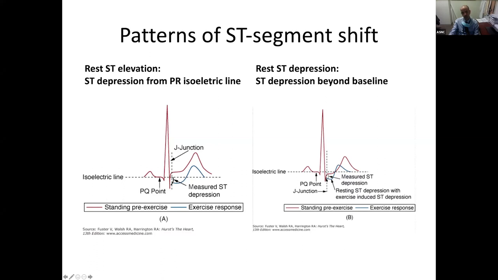And sometimes you can have ST depressions at rest. You can see that here again in the red line on the right-hand side of the screen. Again, you can see an exaggeration of that ST depression, but we would compare that to the PQ point here. The dashed vertical line that you see here marks the J point, which marks the end of the QRS and the beginning of the ST segment. And that's when we start looking at the ST segment relative to the isoelectric line.